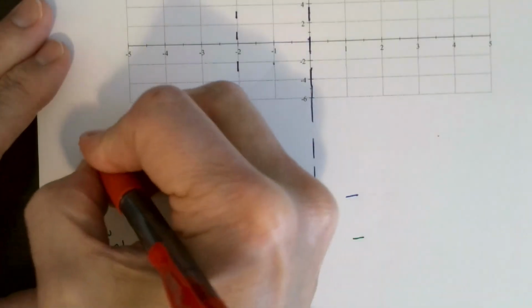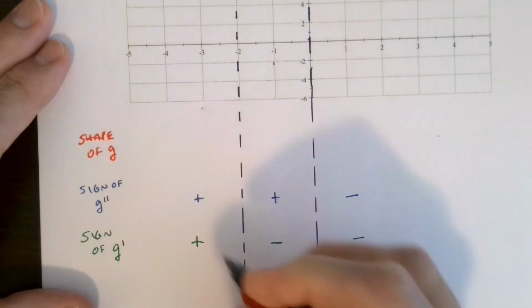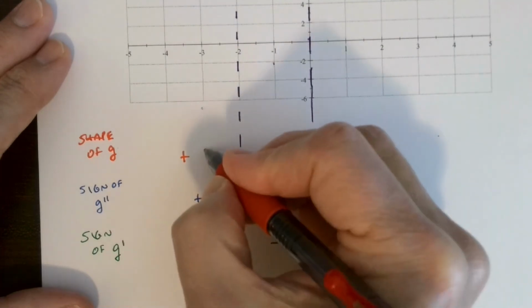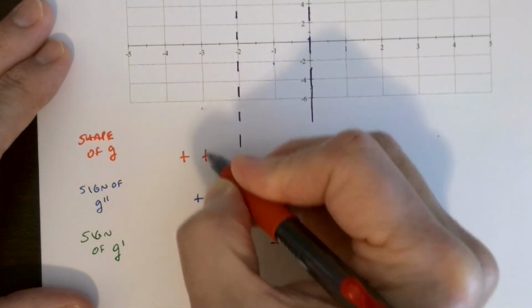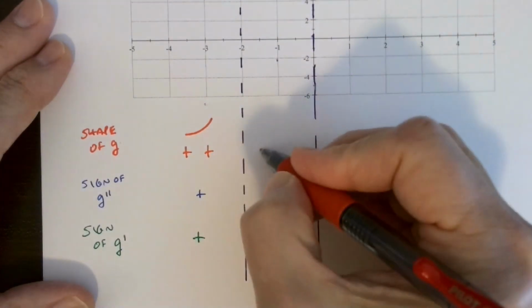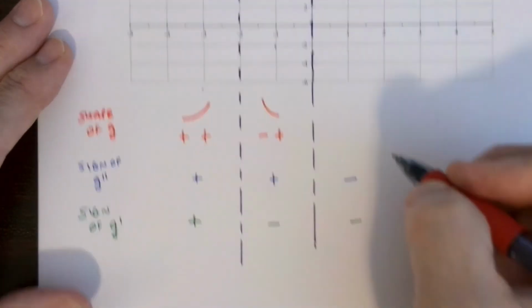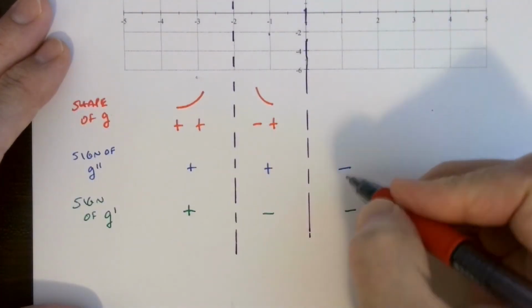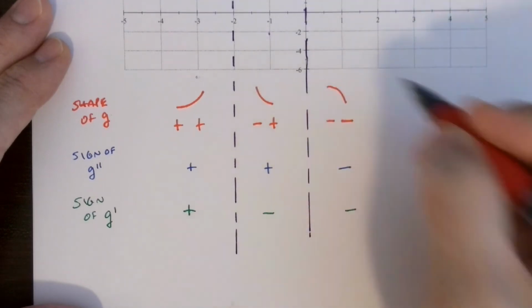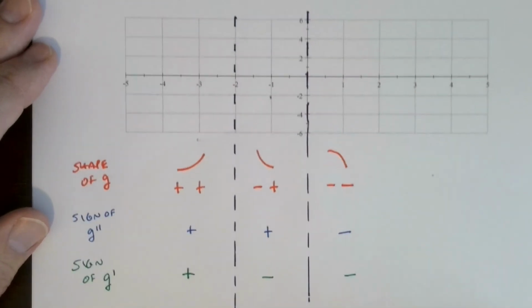And so what is the shape of the graph of g? Well, this shape is what? First derivative is positive, second derivative is positive: increasing, concave up. Looks like that. Negative, positive: decreasing, concave up. Negative, negative: decreasing, concave down. Okay. Ready to sketch the graph?